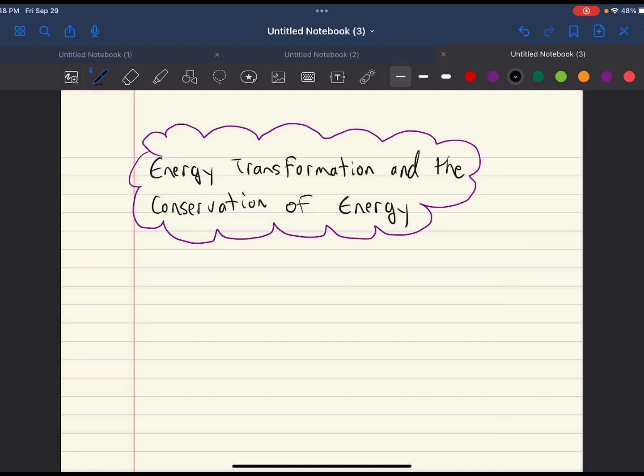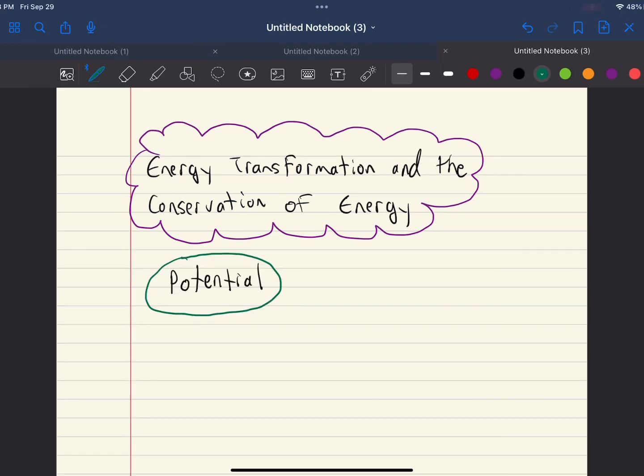So in this video, we're going to look at both conceptually and mathematically the energy transformation and the conservation of energy. And not that they're the same thing, but they definitely work together. As we showed in the previous experiment, you can have multiple transformations of energy, and that's mainly because there are different forms of potential energy.